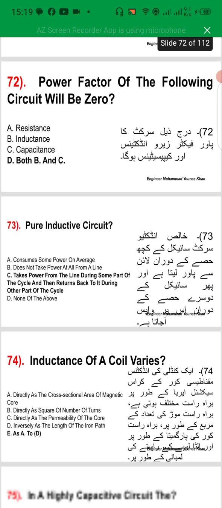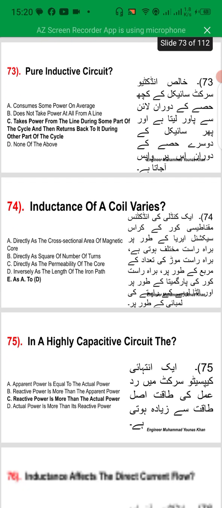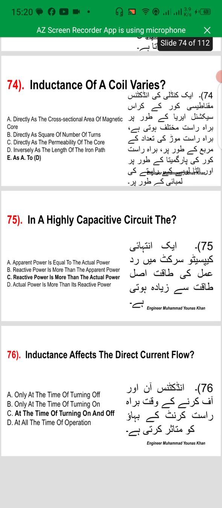Power factor of the following circuit will be 0: inductance, capacitance. Pure inductive circuit takes power from the line during some part of the cycle and then returns it back during other part of the cycle.